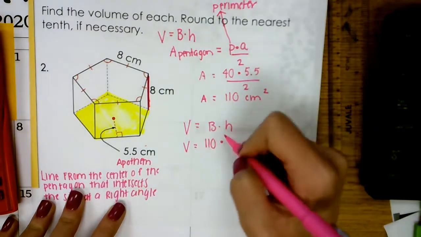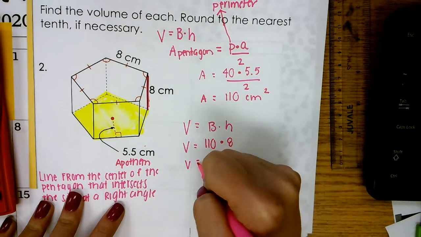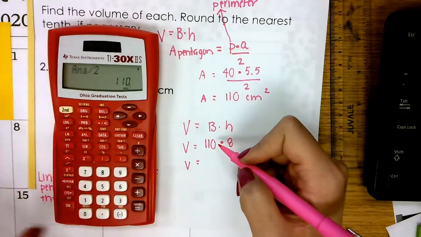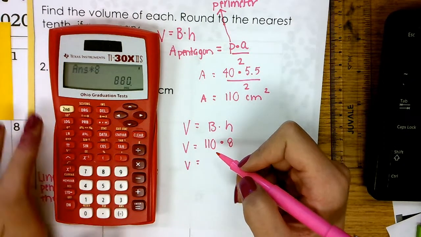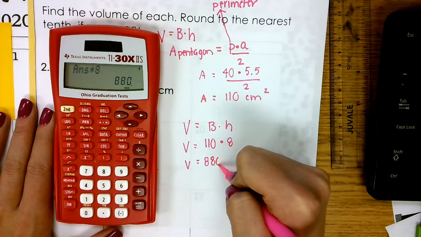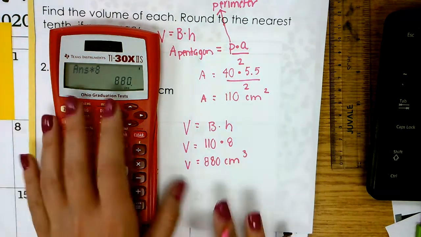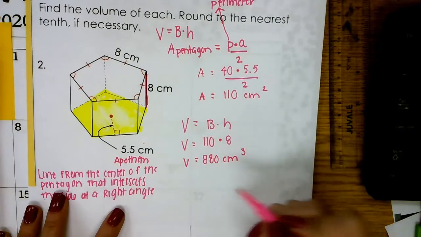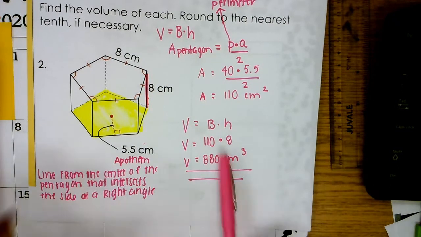So we're going to do 110 times 8 to get that the volume is, again, if you're not sure what that is, do it on your calculator. 110 times 8 is 880 centimeters cubed. Because remember, volume has cubic units. And that is our final answer.